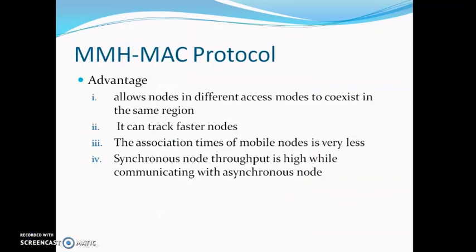Advantage of MMH MAC protocol is, first, it allows nodes in different access modes to coexist in the same region. Second, it can track faster nodes. Third, the association time of a mobile node is very less. And the last is, synchronous node throughput is high while communicating with asynchronous nodes.